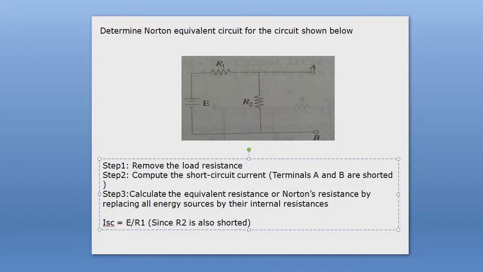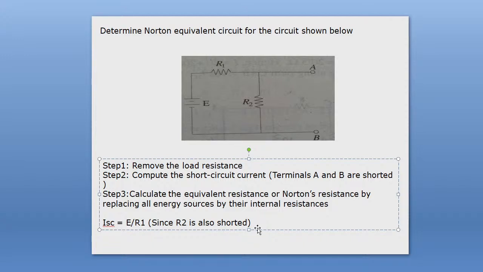If you place a short path between AB terminals, then we can say that resistance R2 is also shorted. So therefore our circuit has only one voltage source E and one resistance R1. Therefore the short circuit current will be equal to E by R1.